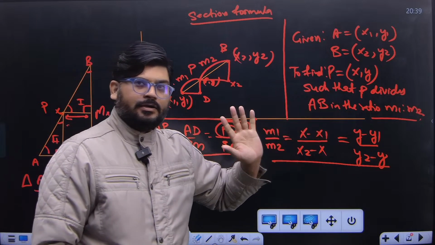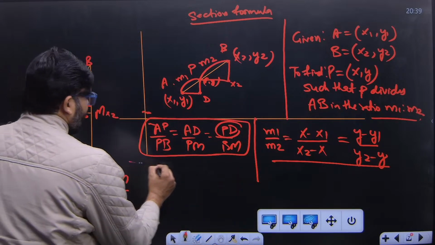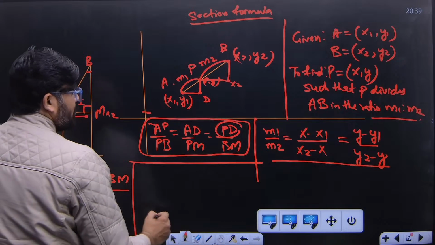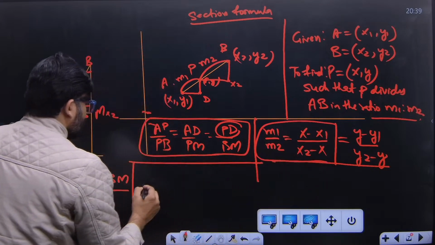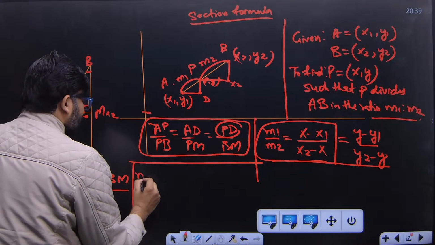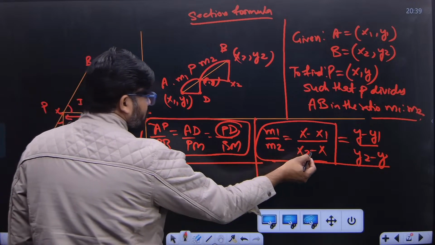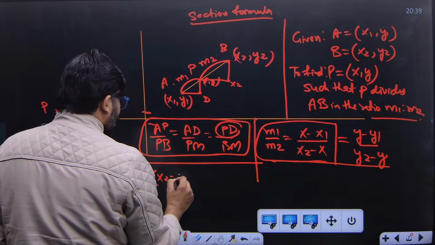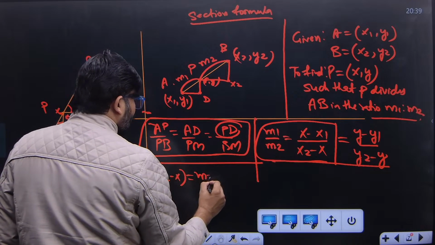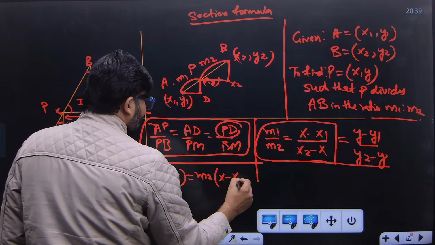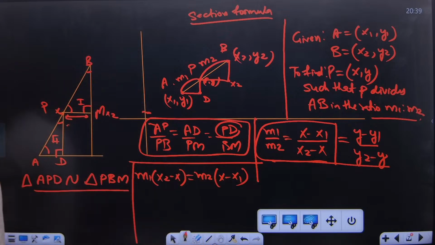So we will solve this equation one by one to find out the values of x and y. I am first solving for x, so I am taking only this part. If I take this part, you can see that m1 will be multiplied by x2 minus x by cross multiplication. And m2 I will take on the other side. It will be m2 times x minus x1. Any doubt up to here? No, sir. Sure? Sure. Okay.